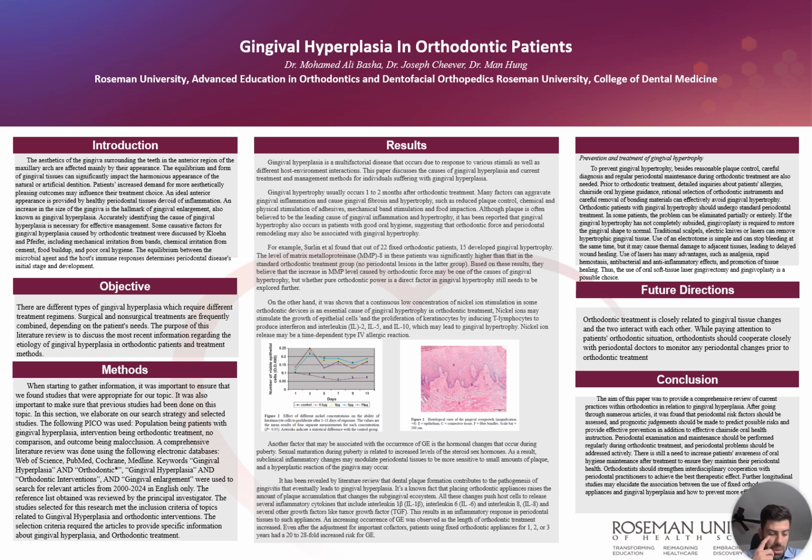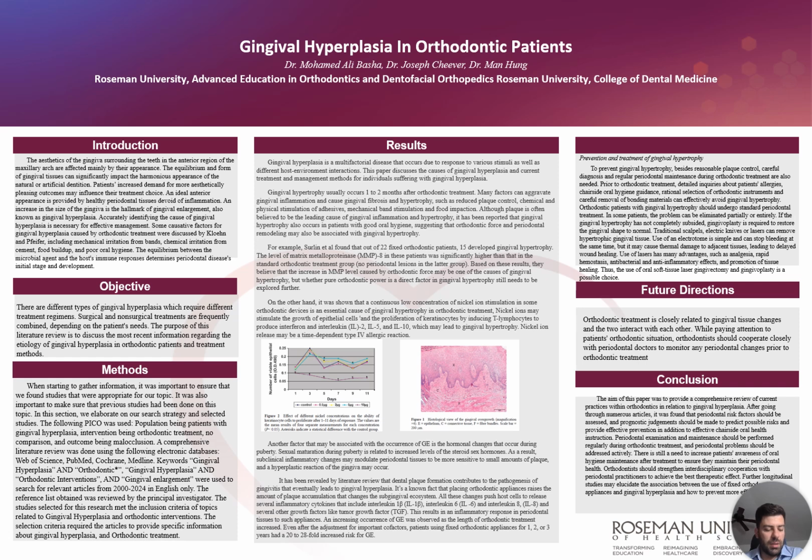malocclusion. A comprehensive literature review was done using the following electronic databases: Web of Science, PubMed, Cochrane, Medline. Keywords: gingival hyperplasia and orthodontic, gingival hyperplasia and orthodontic intervention, and gingival enlargement were used to search for relevant articles from 2000 to 2004 in English only. The reference list obtained was reviewed by a principal investigator.